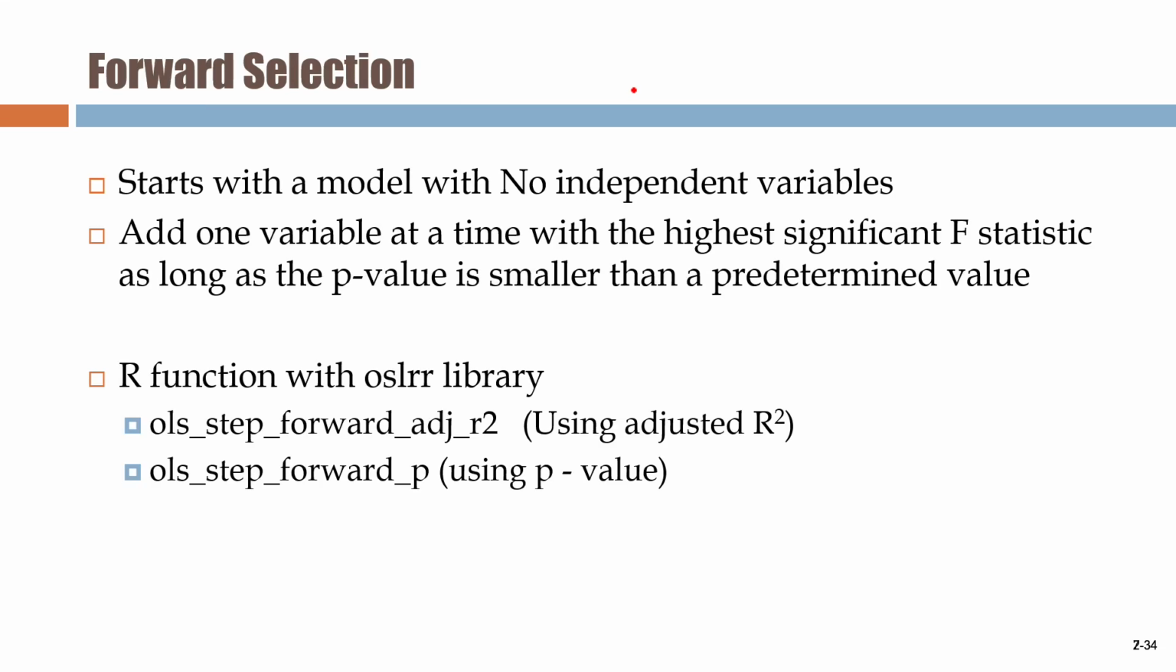For the selection, starting with a model with no independent variable, that's what I said again, y equals the mean of y. That's the starting point. And then you find out the highest significant F. But this slide says highest significant F, but sometimes this is the lowest p-value. Okay, sometimes the highest. So that's what you choose.